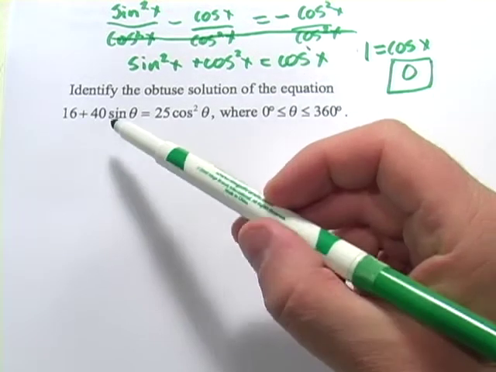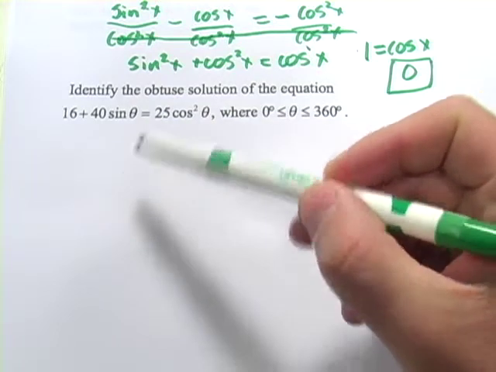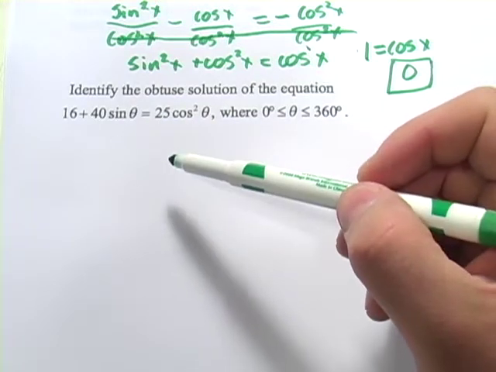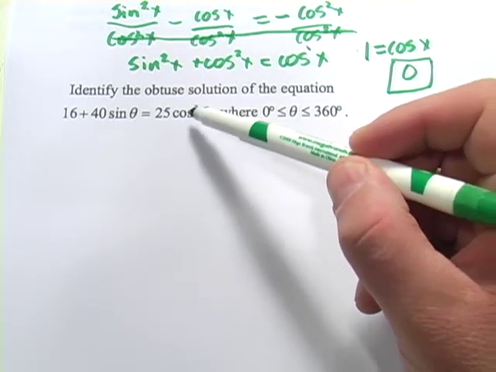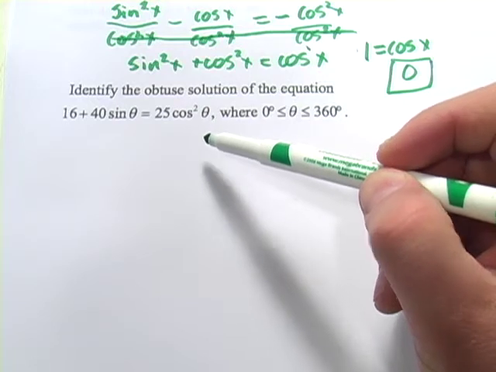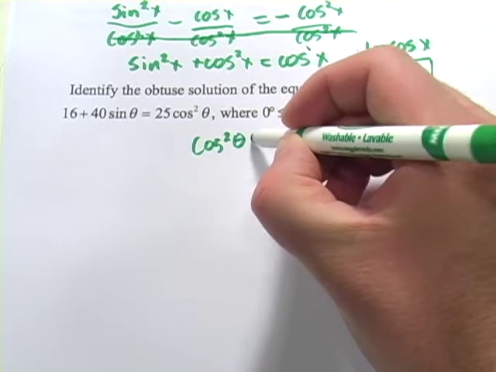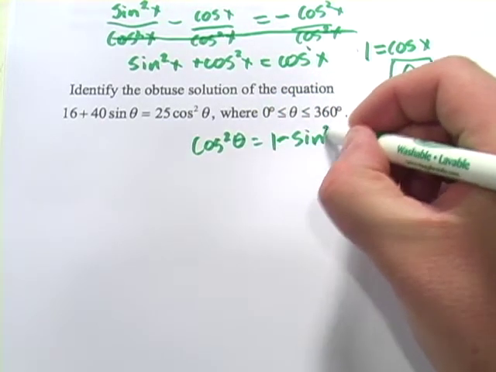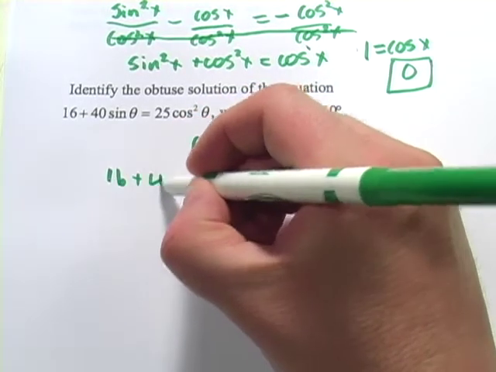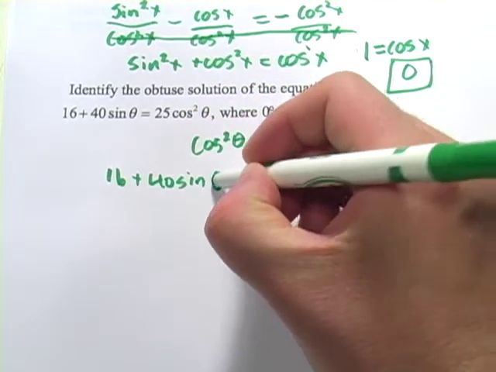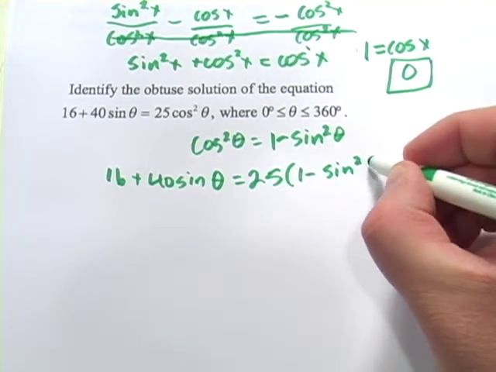So first problem I see here is that I have a sine and a cosine, and if I want to do this as a quadratic, I want one function, not two different functions. So I want either all cosines or all sines. The cosine squared theta is the easiest one for me to replace, because by the Pythagorean identity, cosine squared theta equals 1 minus sine squared theta. So that's what I'm going to do there. I've got 16 plus 40 sine theta equals 25 times 1 minus sine squared theta.